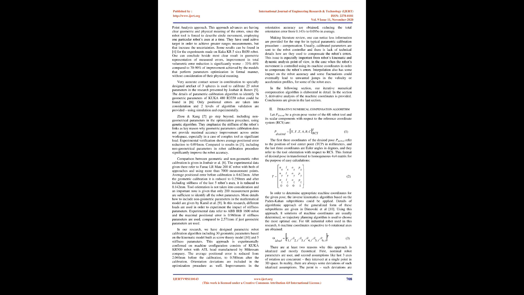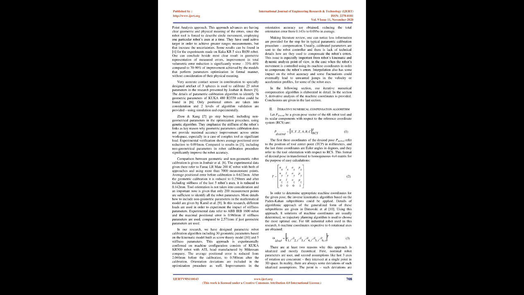Zhou and Kong [7] go a step beyond, including non-geometrical parameters in the optimization procedure, using a genetic algorithm. They emphasize the stiffness of the robot's links as the key reason why geometric parameter calibration does not provide maximal accuracy improvement across the entire workspace, especially in the case of a complex tool as a significant load. Experimental verification shows average positional error reduction to 0.091 mm compared to results in [3]. Including non-geometrical parameters in the robot calibration procedure significantly improves the robot accuracy.